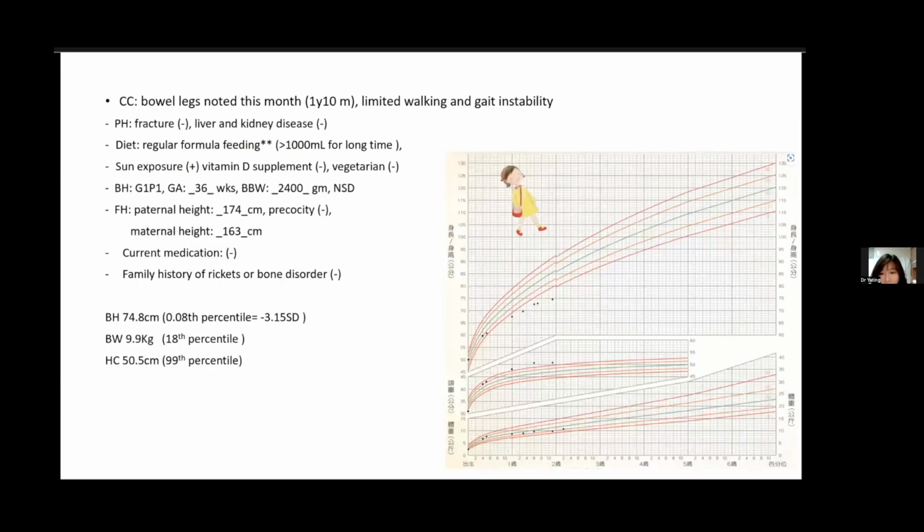And this is a 1 year, 10 months old baby girl, and she came to my clinic for short stature and poor motor development. She's unable to stand long and walks only for a few steps. From her growth chart, right side, we can tell that she has had poor growth velocity since 4 months old, and meanwhile, her head circumference enlarged dramatically. She has enough formula feeding and sun exposure, and there's no family history of rickets or bone disorder among her family members.